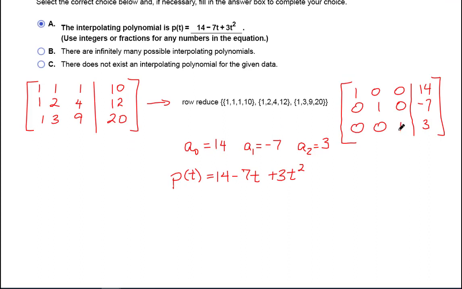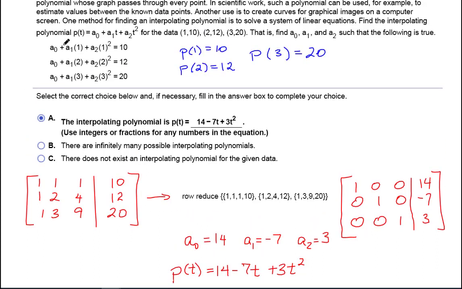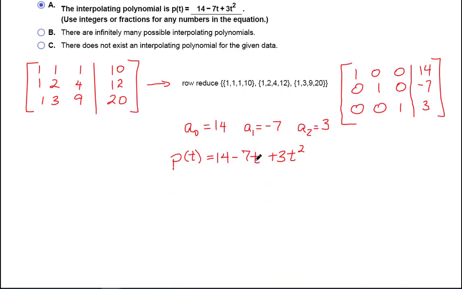Alright. A0 is 14, the way we have it labeled, A1 is minus 7, and A2 is 3. And again, that comes from initially how we label these A0, A1, and A2, and their position in the matrix. So here is our quadratic polynomial, which should go through those particular 3 points.